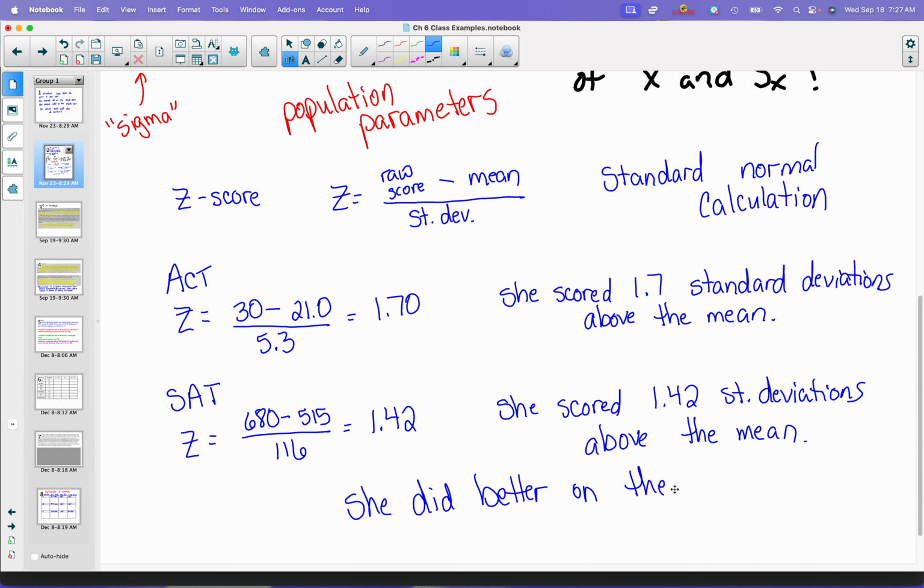Now, why would you want to know that? Well, if you were applying to a college and the college would accept either the ACT or the SAT, you might want to just report your ACT score and not your SAT if you did better on that. So that would be a situation where you might need to know that.